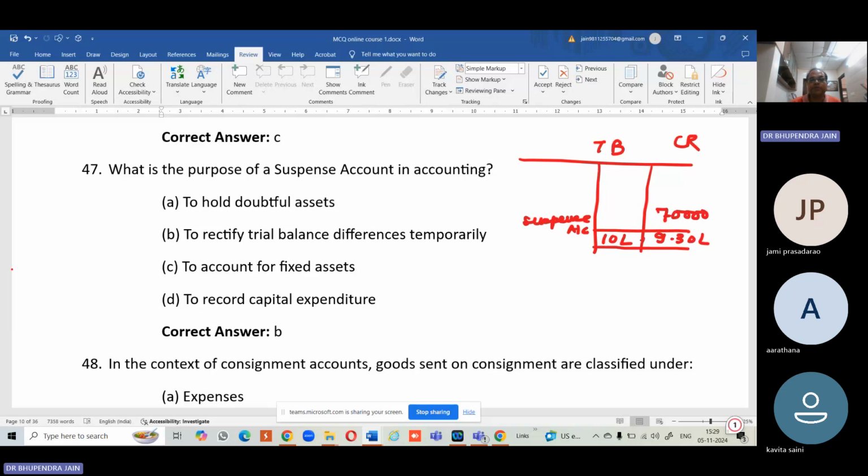What is the purpose of a suspense account in accounting? To rectify trial balance differences temporarily. We have checked one time, but the balance is not matched. At that time you cannot spend more time. Then how will you rectify? You just transfer the amount to the suspense account, rectify the balance, and then prepare the remaining statements.